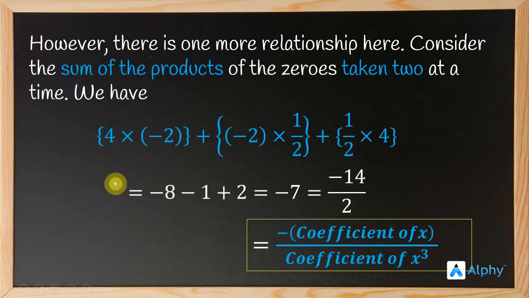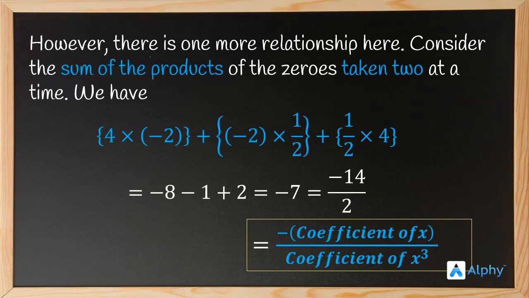This particular relation is basically this formula, which is minus of the coefficient of x divided by the coefficient of x cube. So the coefficient of x for this polynomial was 14, and when you divide it by the coefficient of x cube, which was 2, and take a negative of it, you are going to get minus 7. So this is a new relationship that we have got for a cubic polynomial, and we were able to understand this using an example.